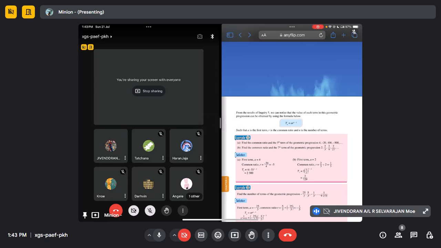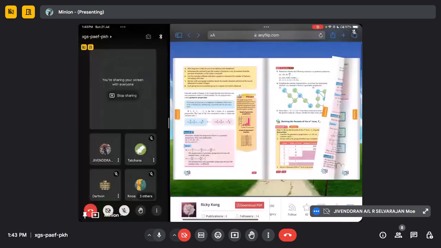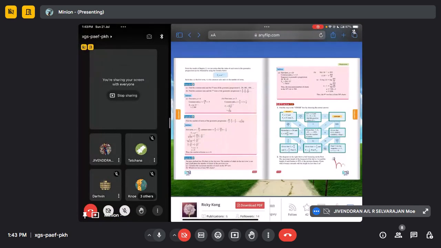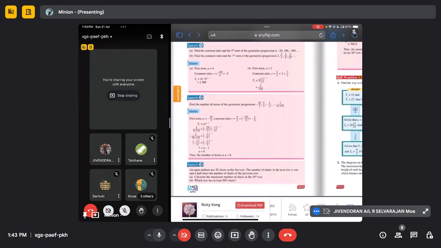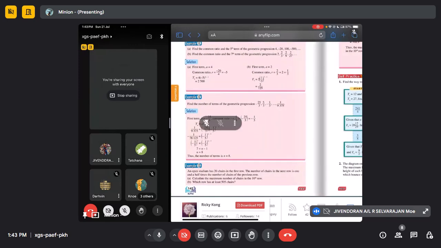Find the number of terms of the geometric progression negative 25 over 3, 5 over 3, negative 1 over 3, and so on, where the last term is 1 over 9375. Pritika, can you scroll down a bit? Okay, thank you.